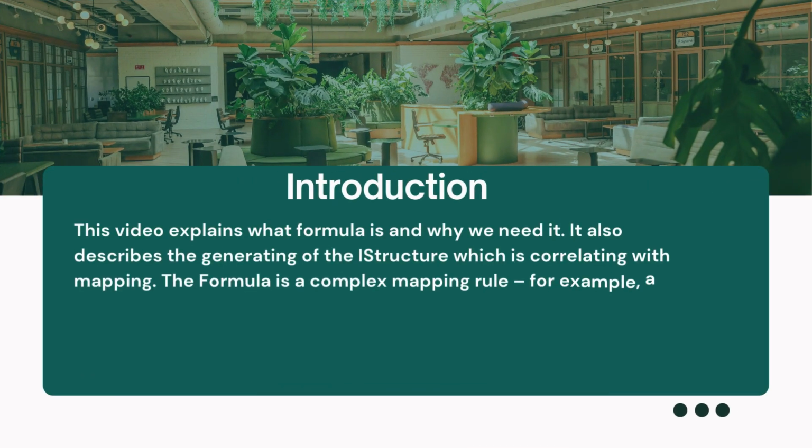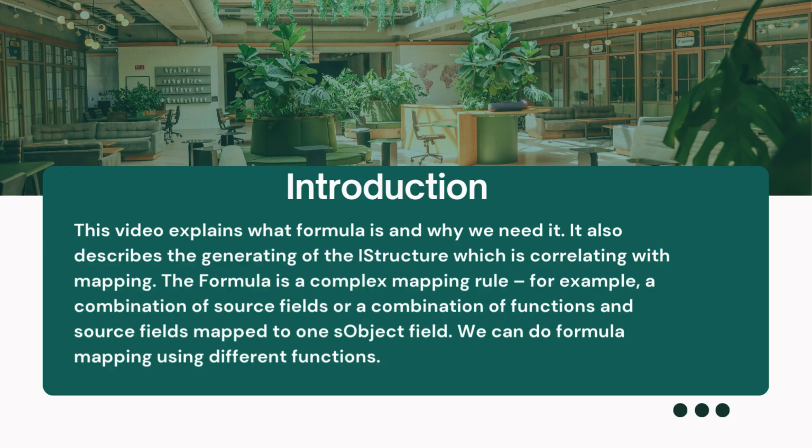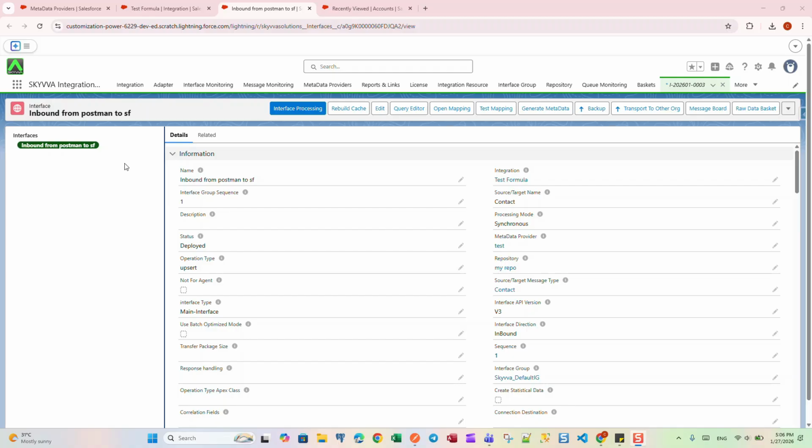Introduction. This video explains what a formula is and why we need it. It also describes the generating of the IStructure, which is correlating with mapping. The formula is a complex mapping rule, for example, a combination of source fields or a combination of functions and source fields mapped to one target field. We can do formula mapping using different functions. In this video, I demonstrate how to use the advanced function VLOOKUP in the mapping.